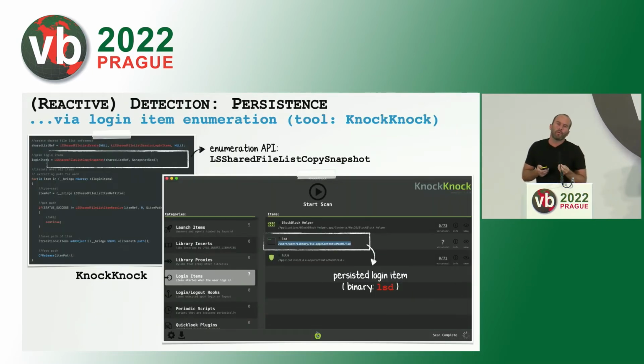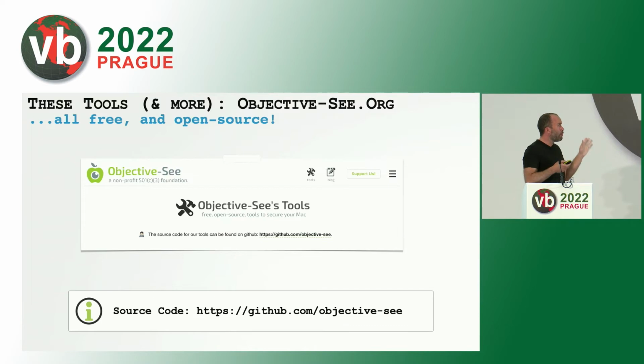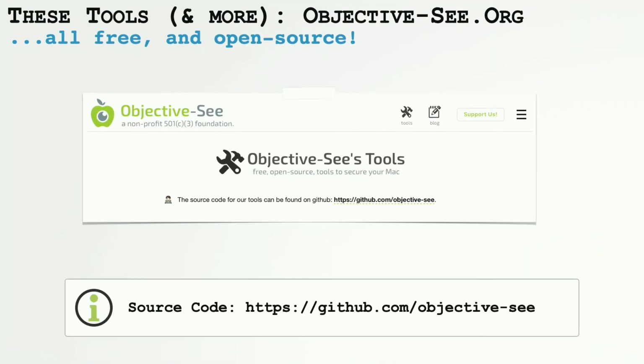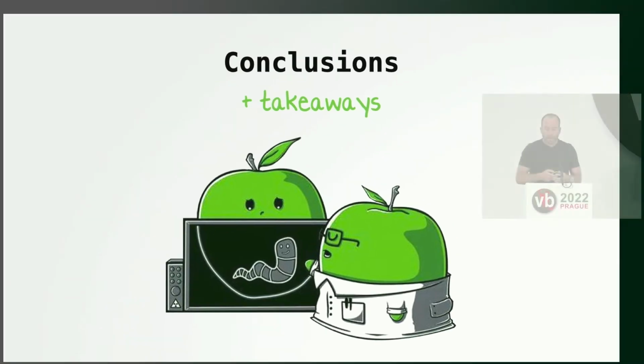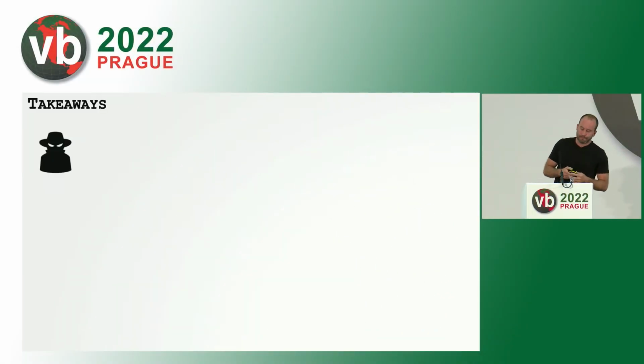Also, it's pretty easy to reactively detect the infection of the malware because it's not trying to hide per se, basically trying to blend in. And also, its persistence mechanism is not that sophisticated or stealthy. So I wrote a tool called KnockKnock. It simply enumerates persistently installed software on your operating system. And here you can see that it very easily uncovered the launch item. These tools are all free, open source, so if you want to try them out, hop over to objective-see.org, or if you just want to look at the source code and figure out some ideas for writing security tools for macOS. All right, so let's wrap this up with some conclusions and some takeaways.